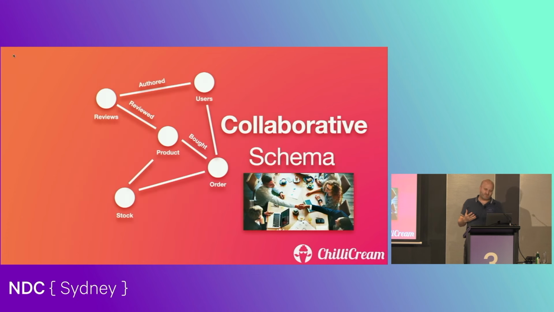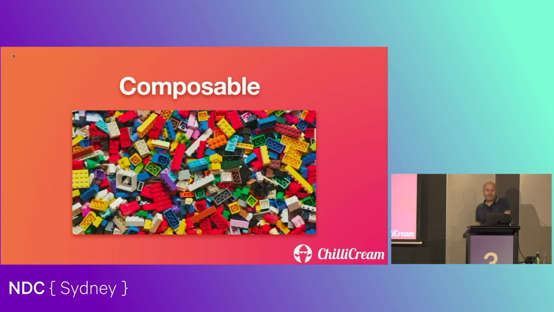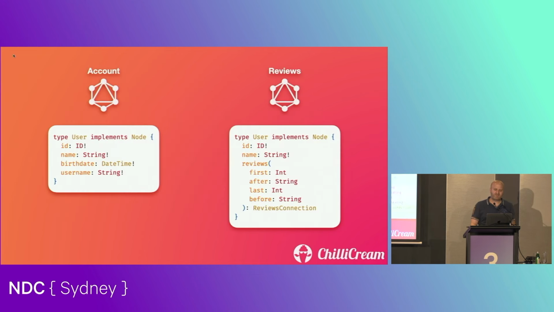And collaborative means really that you and your teammates have an understanding about what certain types mean in your schema, like what is a user, what is a review, or what is a product, right? You have a shared understanding of your business model. And it's composable. And composable means that types can exist across graphs. Like you can have the same type in different versions existing on different subgraphs.